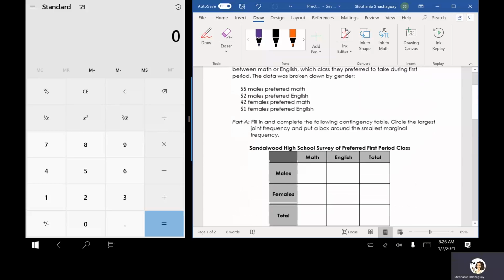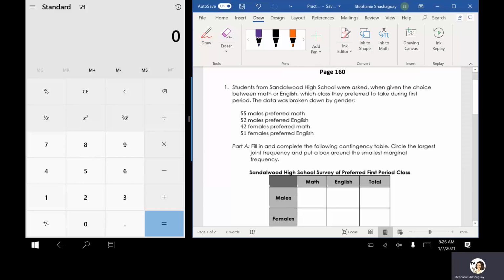Okay, sorry about that. So question number 1, it says students from Sandalwood High School were asked, when given the choice between math or English, which class they preferred to take during the first period. The data was broken down by gender.